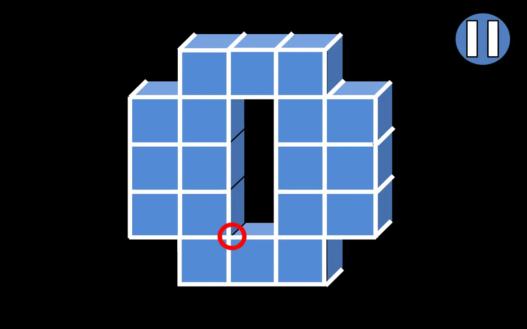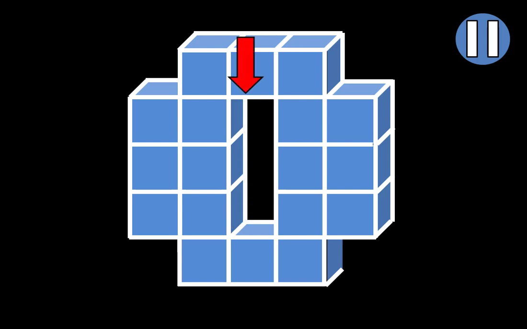Draw another from this corner. Draw another from this corner. And another from this corner. Now draw a line from this end straight across so it appears to meet the cube right here. Then connect these points.